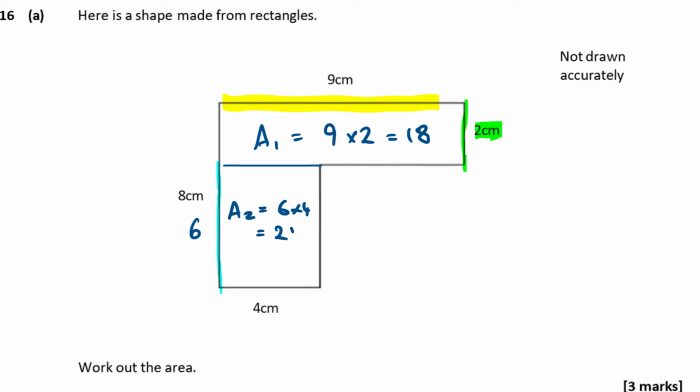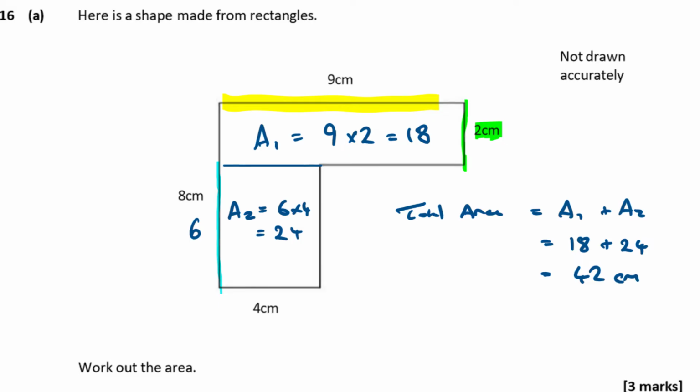Looks smaller. It's larger. So the total area is going to be my area 1 plus my area 2, which is 18. Not writing very neatly, am I? 18 plus 24, which is 24, 34, 42. 42 what? Centimeters squared. So 42 centimeters squared.